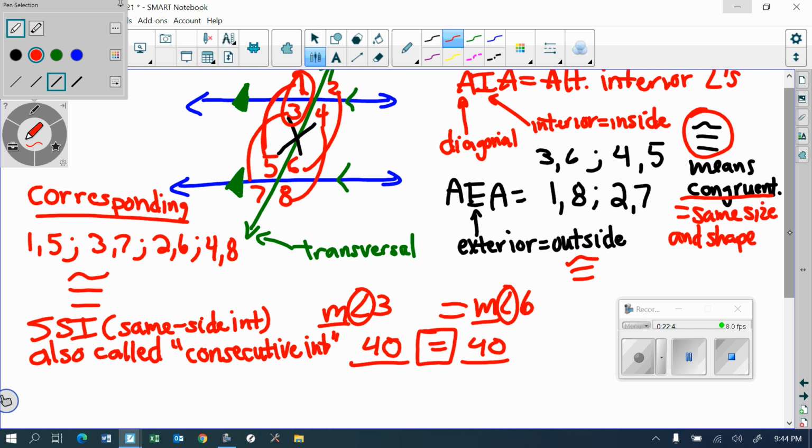What are on the same side of the transversal? Remember, the green is the transversal. The same side would be 3 and 5. So that's one pair, 3 and 5. The other pair that's on the same side as each other and inside or interior angles are 4 and 6. Now, what is true about 3 and 5 and 4 and 6? They are supplementary.